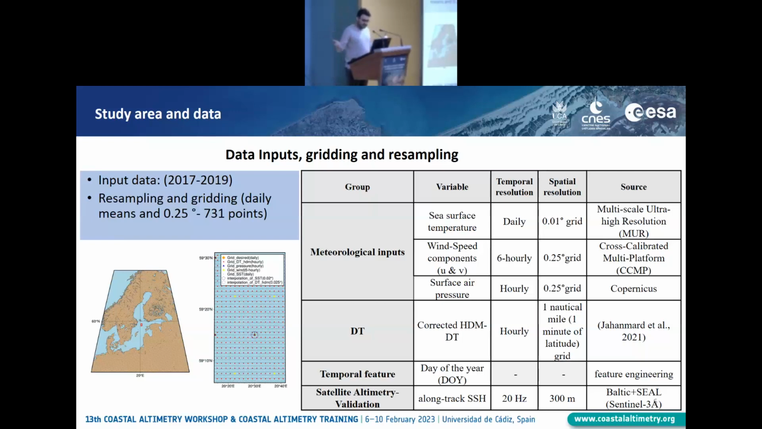As the data comes from different sources, I just forgot to mention that the data were collected for 3 years, 2017 to 2019. And the data comes from different spatial and temporal resolutions, so we sampled them to daily means and also gridded them to 0.25 degrees. This resulted in 731 grid points for all the Baltic Sea region. In the figure, you can see the scheme for the interpolation technique.